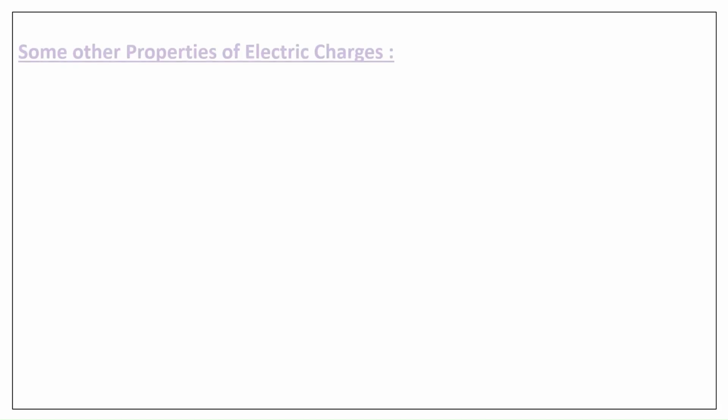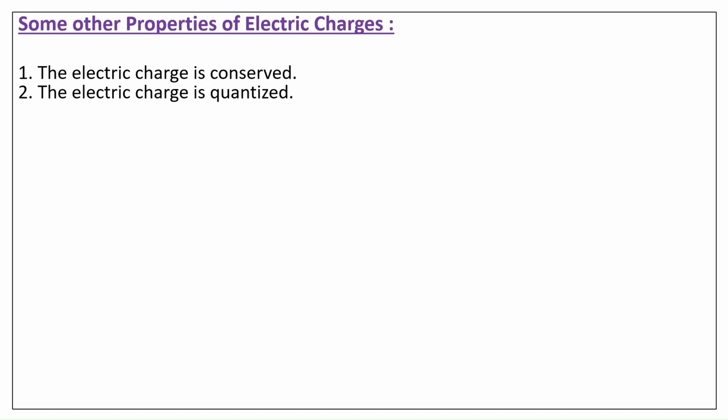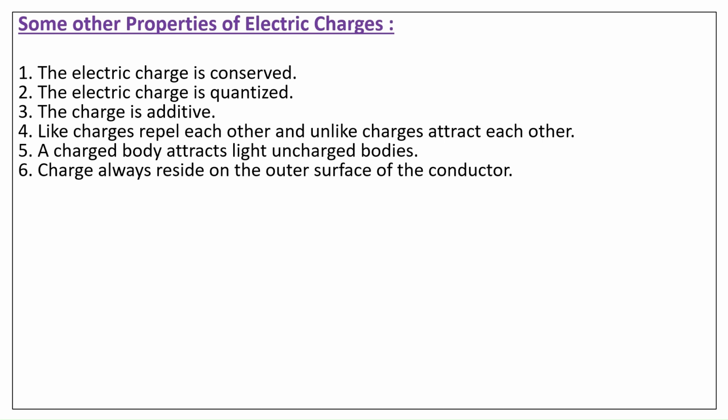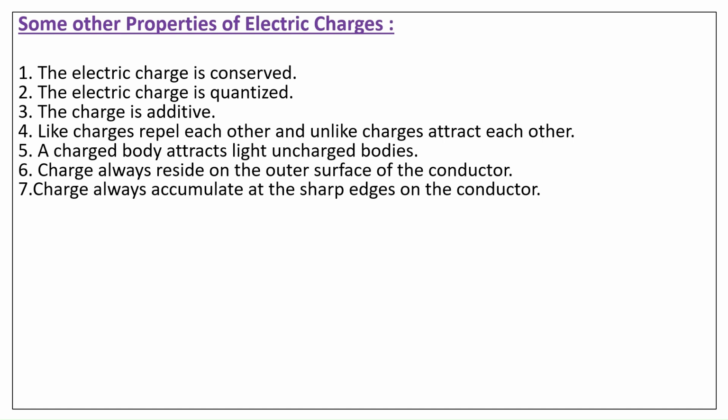Now let's look at some other properties of electric charges. 1. The electric charge is conserved. 2. The electric charge is quantized. 3. The charge is additive. 4. Like charges repel each other and unlike charges attract each other. 5. A charged body attracts light uncharged bodies. 6. Charge always resides on the outer surface of the conductor. 7. Charge always accumulates at the sharp edges on the conductor.